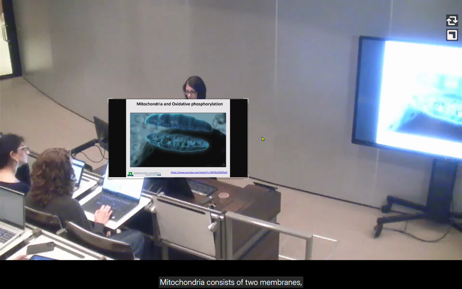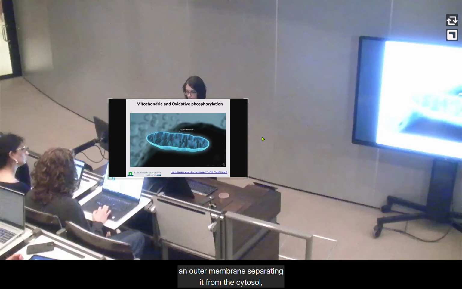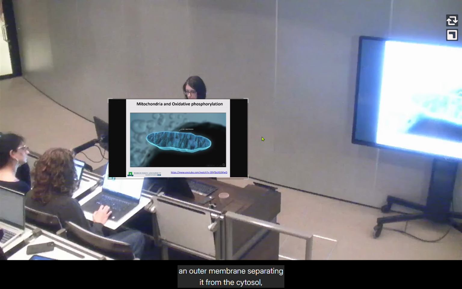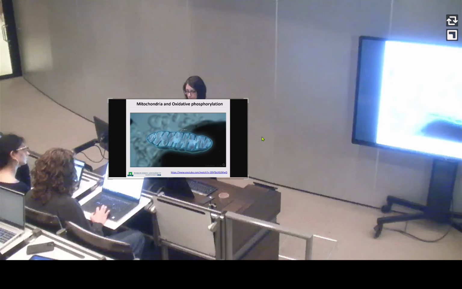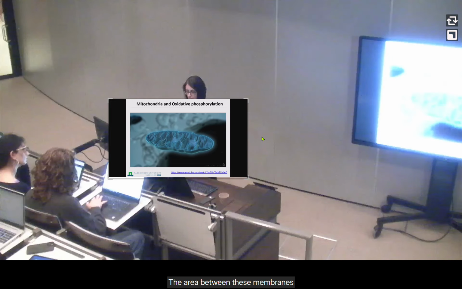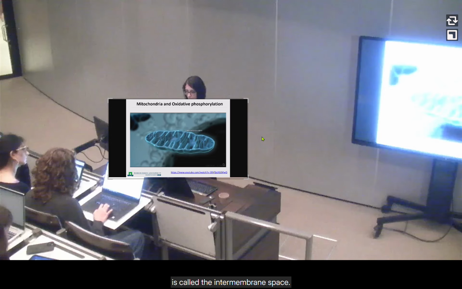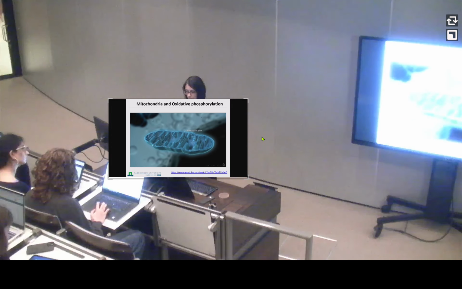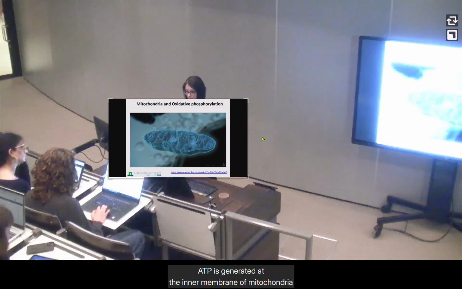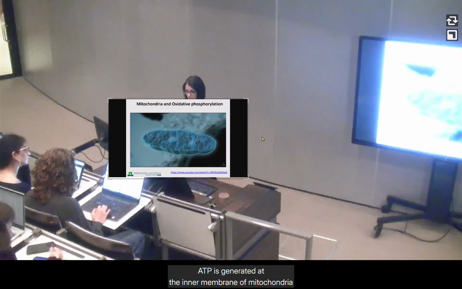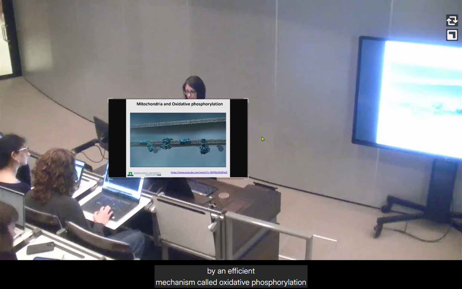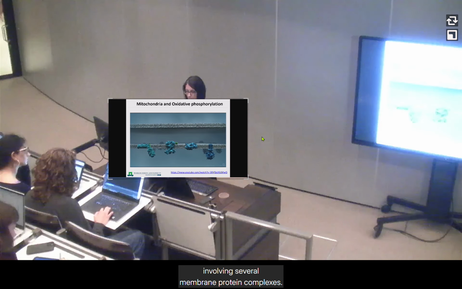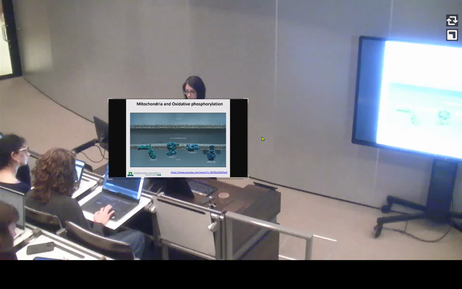Mitochondria consist of two membranes, an outer membrane separating it from the cytosol, and an inner membrane surrounding the so-called matrix. The area between these membranes is called the intermembrane space. ATP is generated at the inner membrane of mitochondria by an efficient mechanism called oxidative phosphorylation, involving several membrane protein complexes.